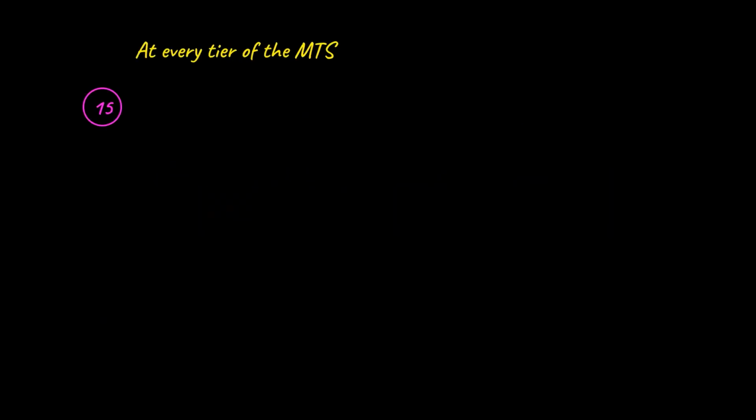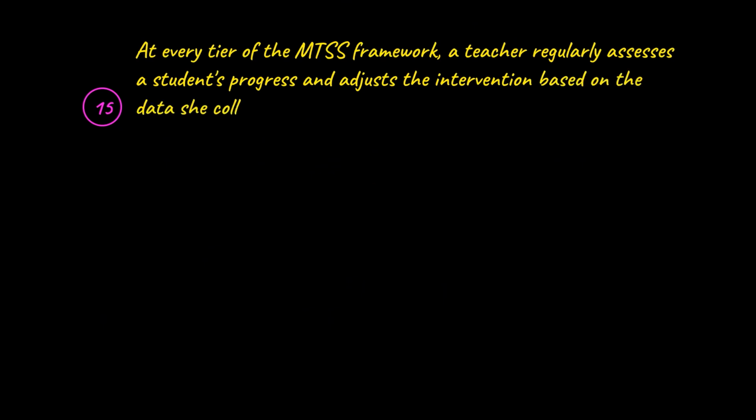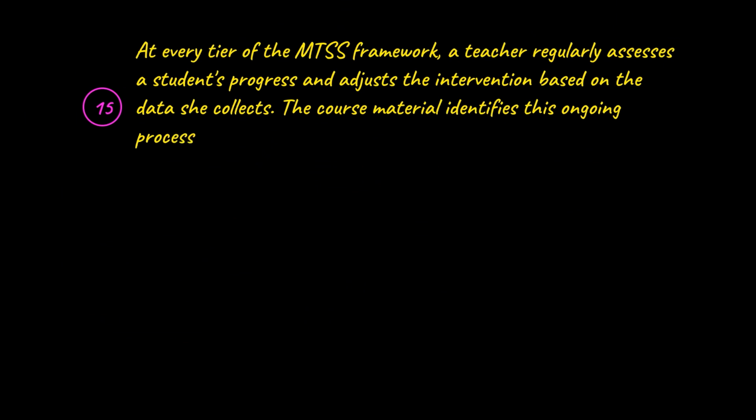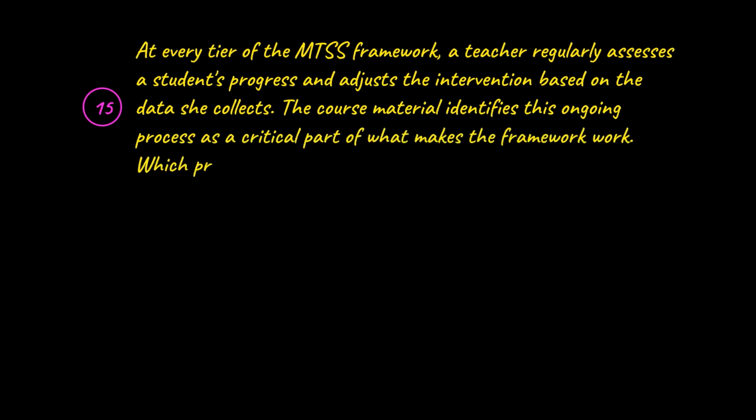Question 15. At every tier of the MTSS framework, a teacher regularly assesses a student's progress and adjusts the intervention based on the data she collects. The course material identifies this ongoing process as a critical part of what makes the framework work. Which process is being described?